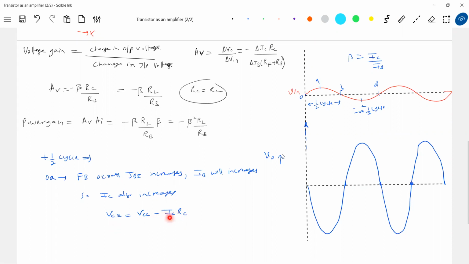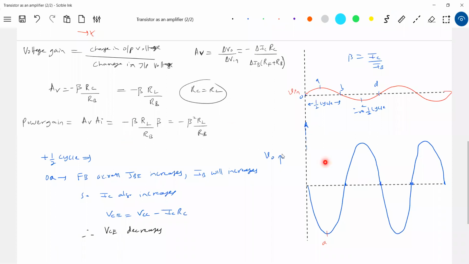Please analyze here. I want to explain this graph. If IC increases, VCC is constant and RC is constant, so VC must decrease. Decreasing means it takes values like this, till here. This is OA. Next, from A to B, what will happen? Why are they 180 degrees out of phase? Because of the negative sign, which I should explain. What is the negative sign? 180 degrees out of phase.